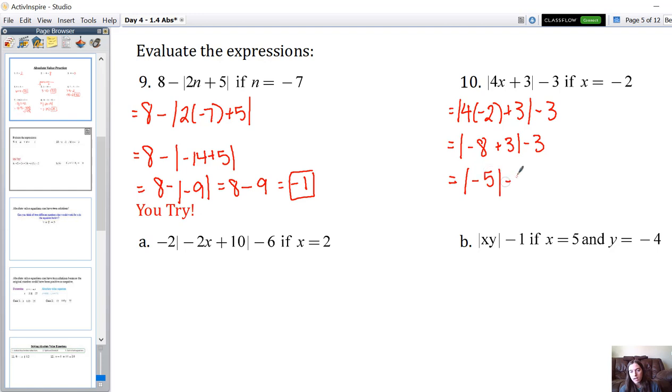The absolute value of negative 5 minus 3. Well, the absolute value of negative 5 is 5, and we're still subtracting the 3. And when we do that, we get a final answer of 2.